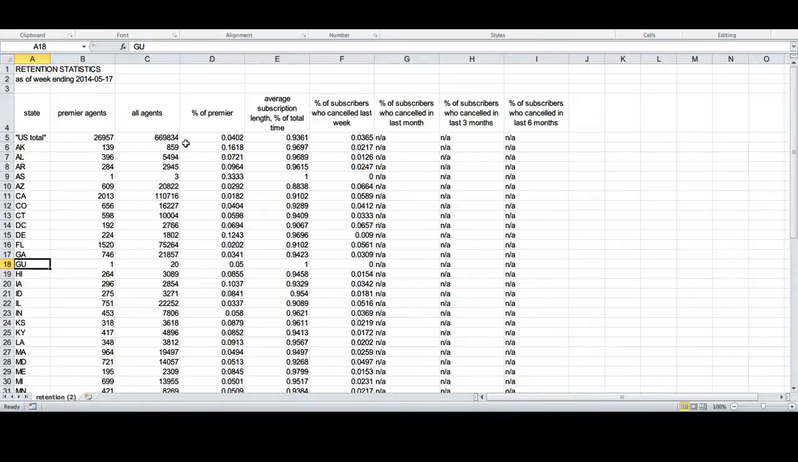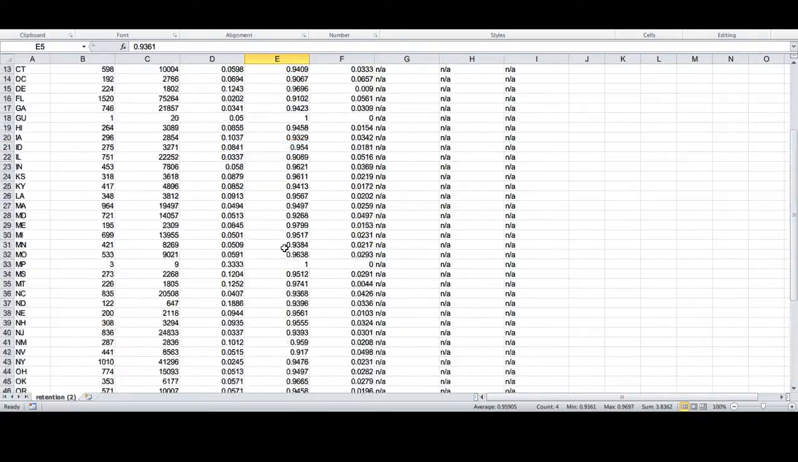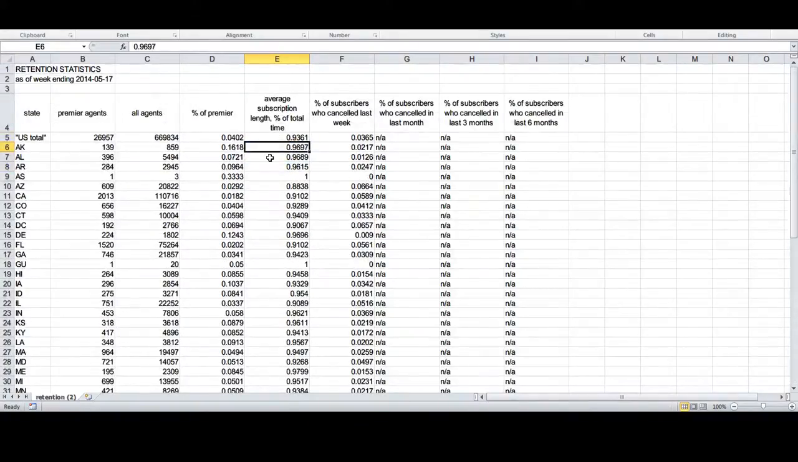Obviously in bigger states with bigger numbers of agents, those numbers are smaller, but as you can see they differ, and that could lead to some good insights as to the retention rate.